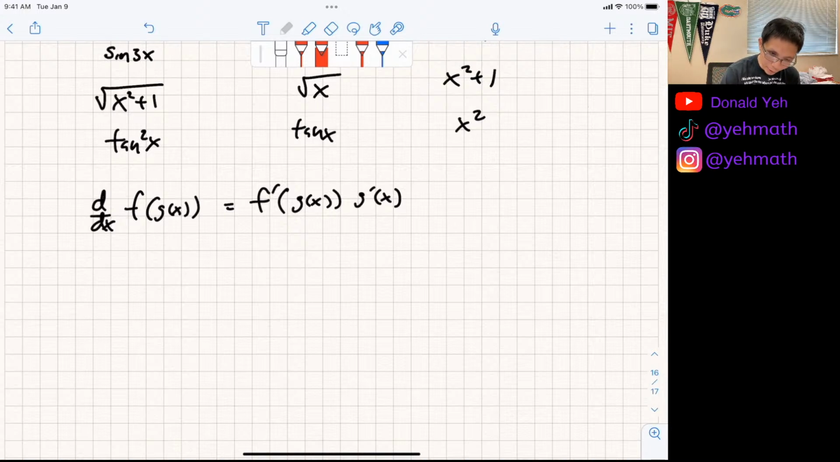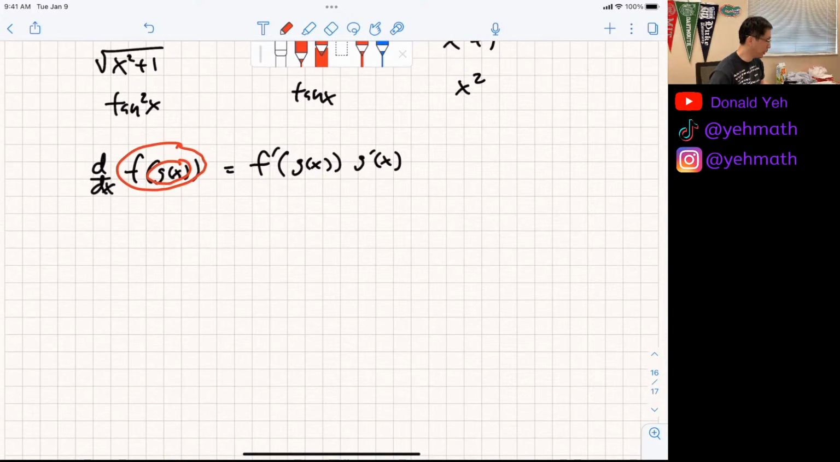So basically, there are two layers, one is this layer and one is this layer. Then it's f prime of g of x, and then g prime of x. Okay, is it difficult to remember?